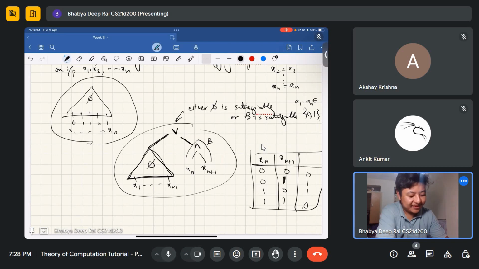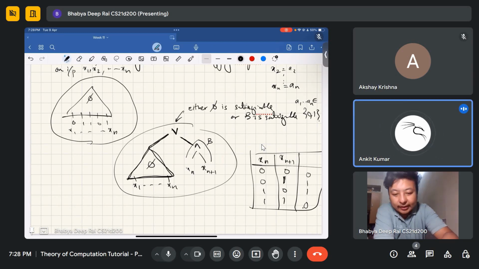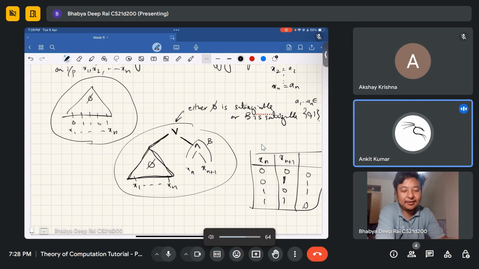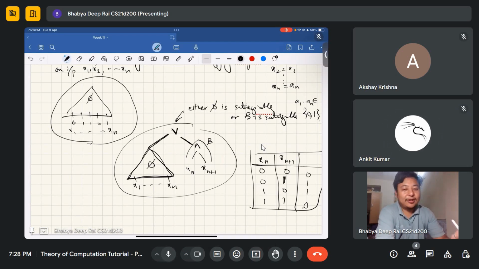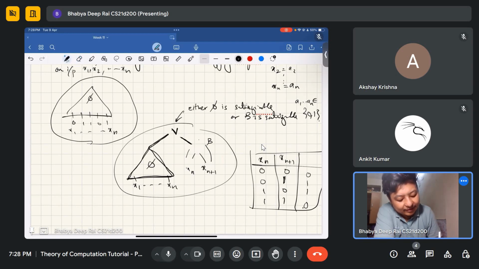What is this function called? When exactly one of them is 1, then I'll give a 1. Yeah, XOR. Correct, exactly. So that is what I'll do. I'll make an XOR here.